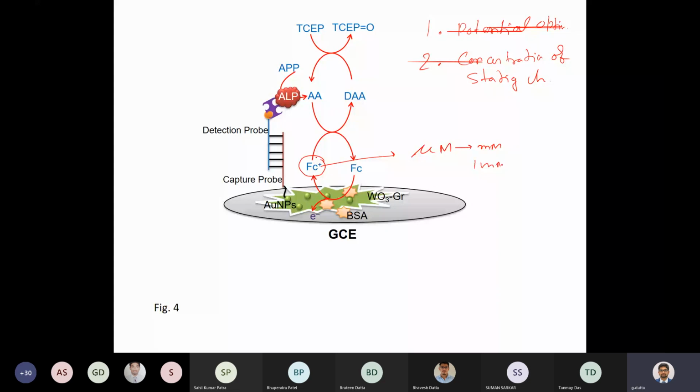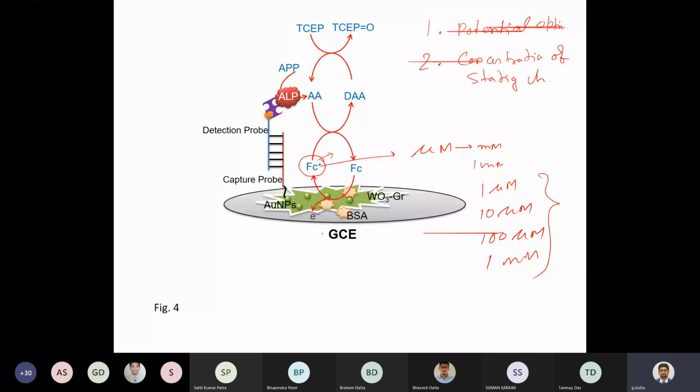So generally, in this kind of redox coupled system, we are using very low concentration, and then you have to optimize, like 1 micromolar, 10 micromolar, or 100 micromolar, or 1 millimolar. So this way you have to choose different concentrations, and you have to optimize which concentration is the best one. So how will you choose that? I said the same way.